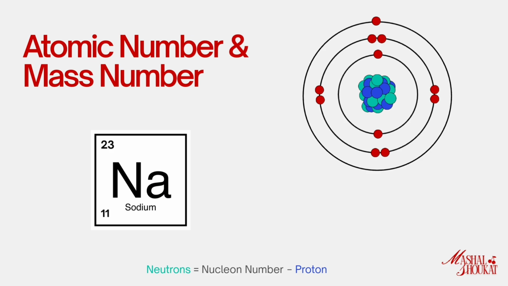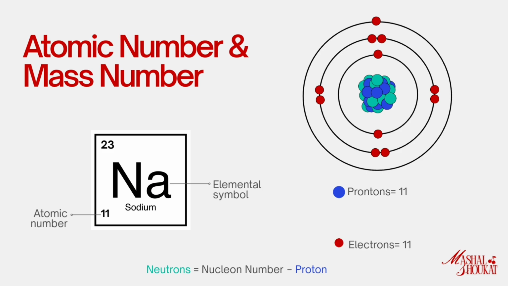Sodium has the symbol Na. Its atomic number is 11, which means sodium has 11 protons. In a neutral atom, the number of electrons is also equal to the number of protons, so sodium also has 11 electrons. The mass number, also called the nucleon number, is 23.